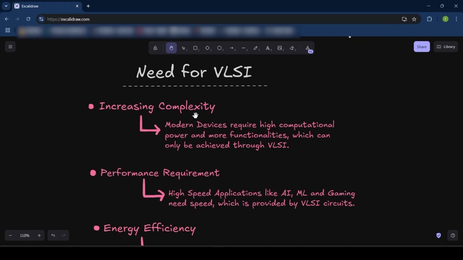The first need is increasing complexity. We have modern devices, let's say smartphones. Nowadays, almost every day, smartphones are getting launched with new functionalities. Or maybe we talk about laptops. There also we have advanced processors, and they are getting updated day by day. The updates that we see in our mobile devices or laptops require high computational power and more functionalities. Those things can be achieved only through VLSI.